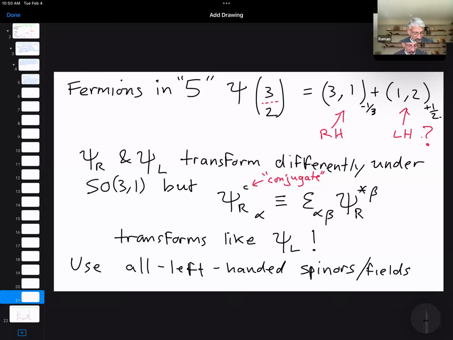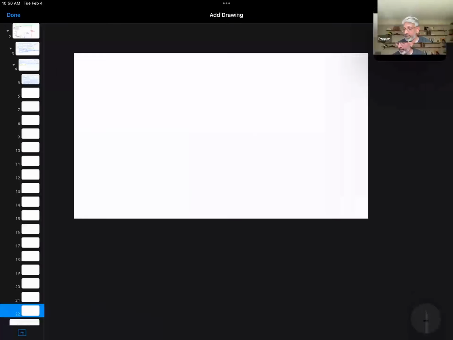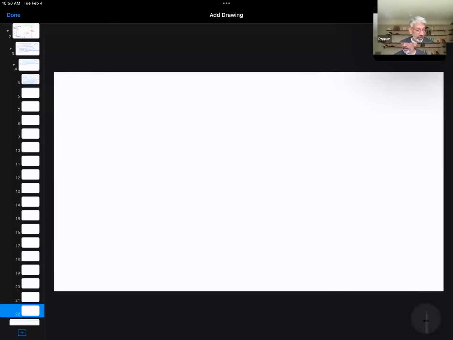Okay, so we can switch to all left-handed notation. And in that, we can rewrite all the standard model fields. They're all some sort of left-handed fields. And there's Q left, which hasn't changed. It's still a 3, 2, and 1/6. And there's U right. But now I'm going to use left-handed notation. So U right conjugate is actually a left-handed field. Okay?